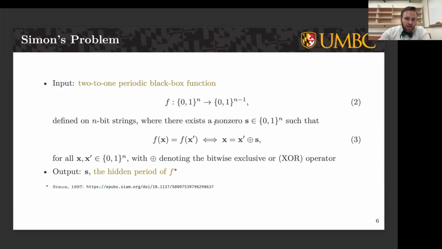And then we're guaranteed that there exists some non-trivial s that's hidden within f, such that if f of x equals f of x prime for x not equal to x prime, then x equals x prime ⊕ s, where this ⊕ is denoting the bitwise exclusive OR. So equivalently, x XOR x prime is equal to s for all such pairs. And so s is the secret string or the period of the function. Our goal in the problem is to find s, to find the period. And the only allowable operation we have is the ability to query this black box oracle f.